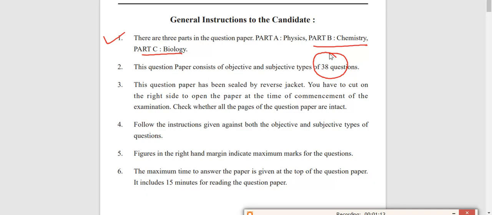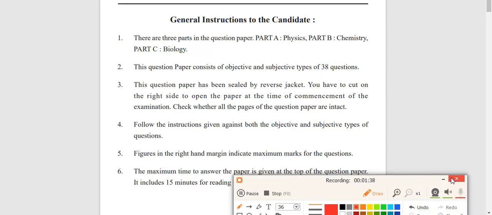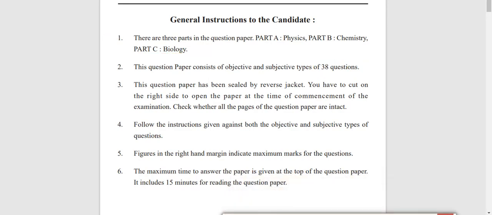You have seen that the students who gave the exam in the year 2021 had only an objective paper, but this year both subjective and objective questions will be there, and the question paper will comprise 38 questions. One more important thing is that the time duration will be 3 hours and 15 minutes. 15 minutes will be given to you for reading the question paper, and after that you have to start your paper.